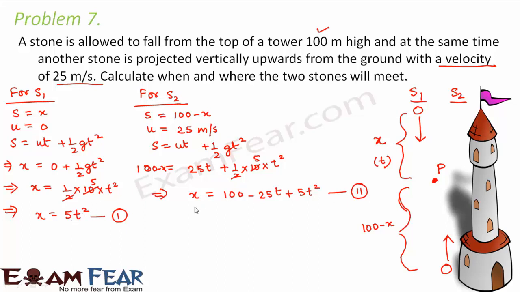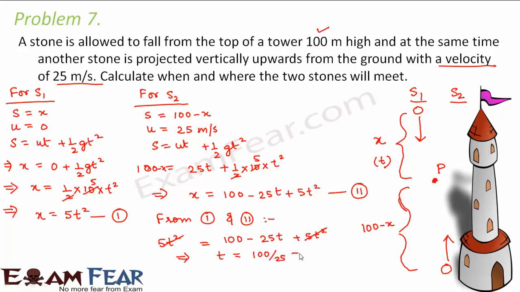Now from equation 1 and 2 we see both the equations have their left hand side as x. So their right hand sides should also be equal. So from equation 1 and 2 we can say that 5t square should be equal to 100 minus 25t plus 5t square. Right? So this 5t square and 5t square will get cancelled. From this we get t is equal to 100 by 25, that is equal to 4 seconds. So we got one answer. It was asking to calculate when. So the two stones will meet after 4 seconds.